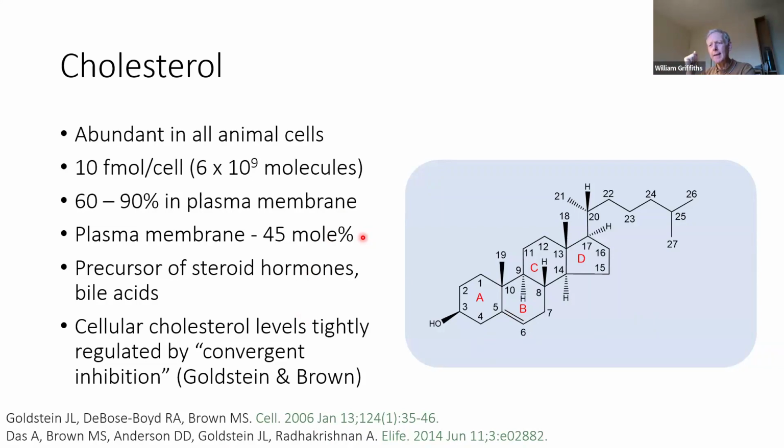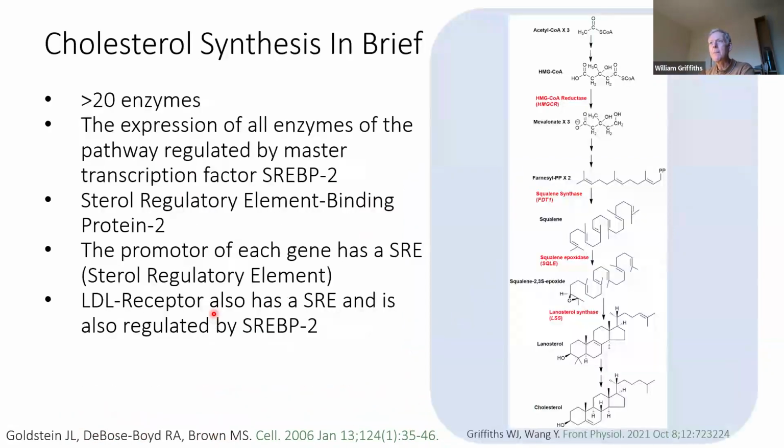What's really significant about cholesterol is that its levels in a cell are really tightly regulated, and they're regulated by a mechanism called convergent inhibition, which was worked out by Nobel Prize winners Goldstein and Brown in Dallas a number of years ago. So I put key references at the bottom here, so you'll see Brown and Goldstein mentioned many times.